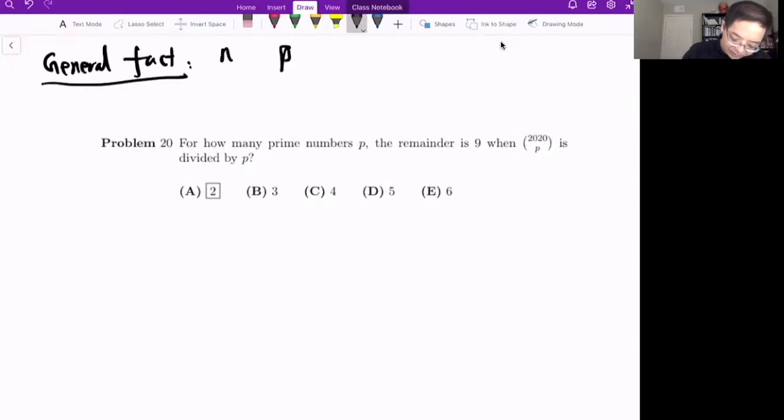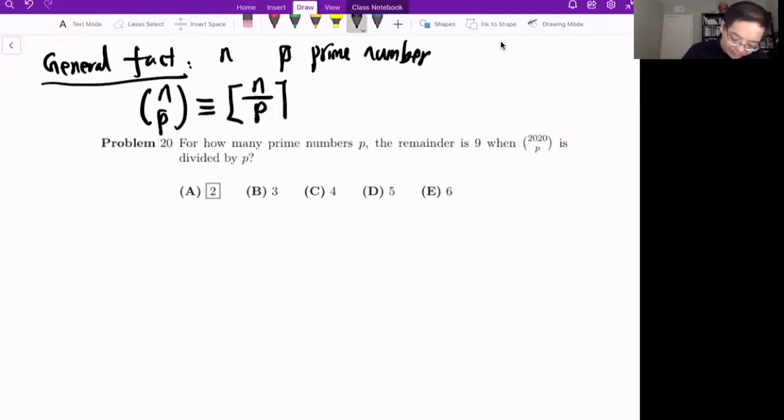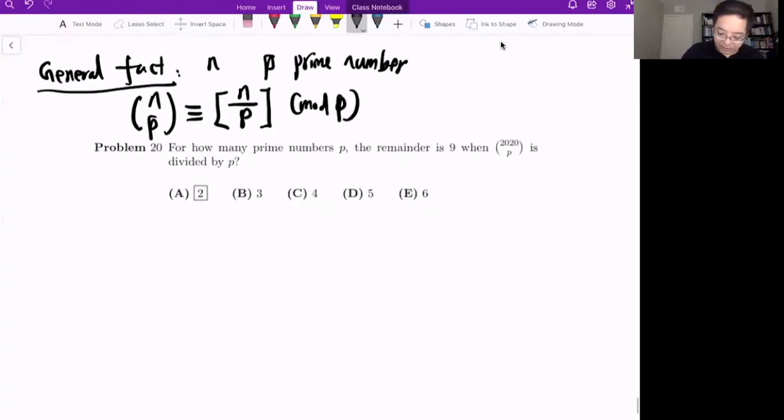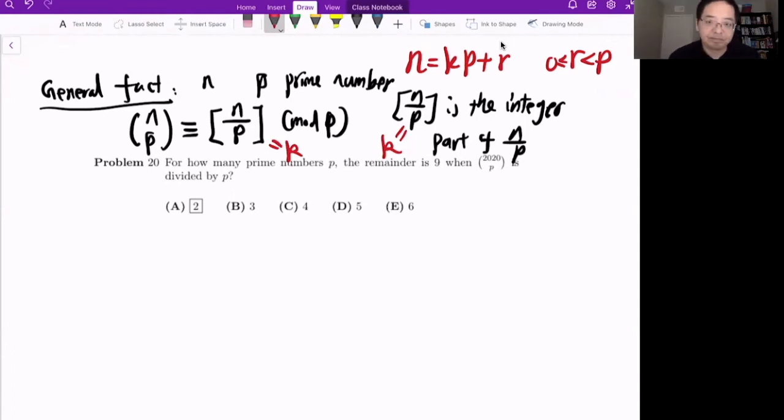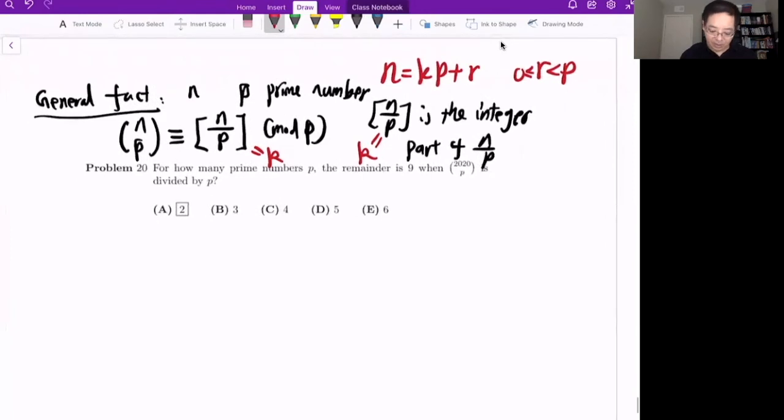So we have n, and P is a prime number. Then n choose P, when divided by P, has the same remainder as the integer part of n over P, modulo P. This is the floor function, the integer part of n over P. If I write n as kP plus r, where r is the remainder between 0 and P, then the integer part is k. So this is the general fact. Let me prove it. All right, proof.